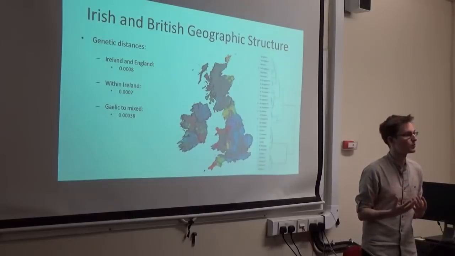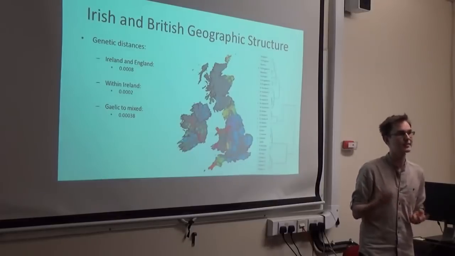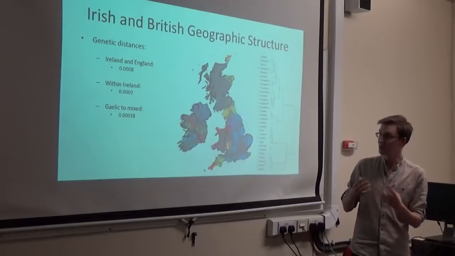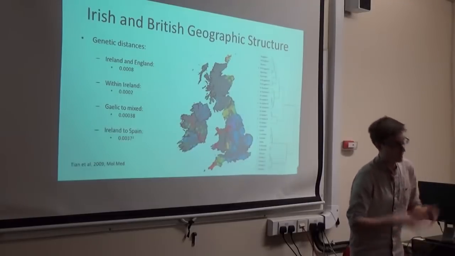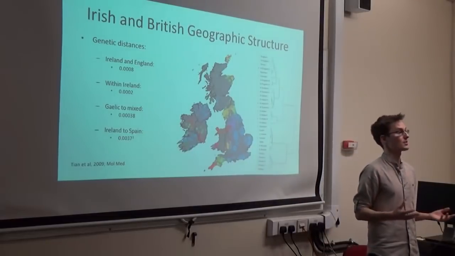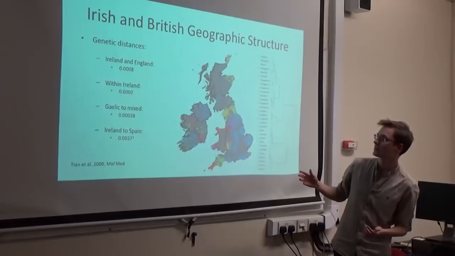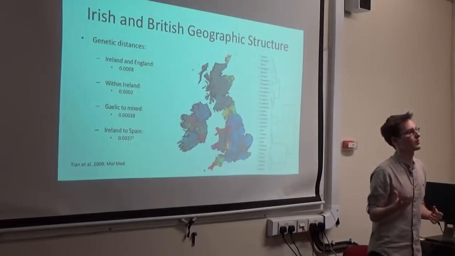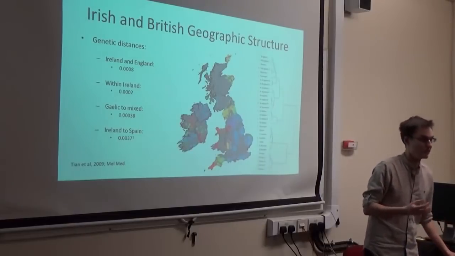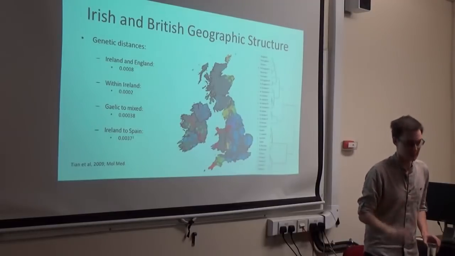But still quite small. These Irish-British individuals in North Ireland are not that genetically distinct from Gaelic Irish, but you can still detect them. And lastly, by way of a comparison, if you take the FST between Ireland and Spain, that's 0.0037, so an order of magnitude larger than the difference between Ireland and England, I think. Yeah, something like that. So the structure that we see within the British Isles and Ireland is incredibly fine in the grand scheme of things at a continental scale, but we're still able to detect it.